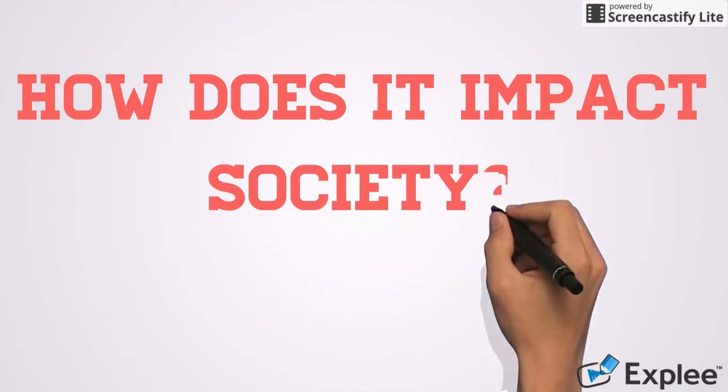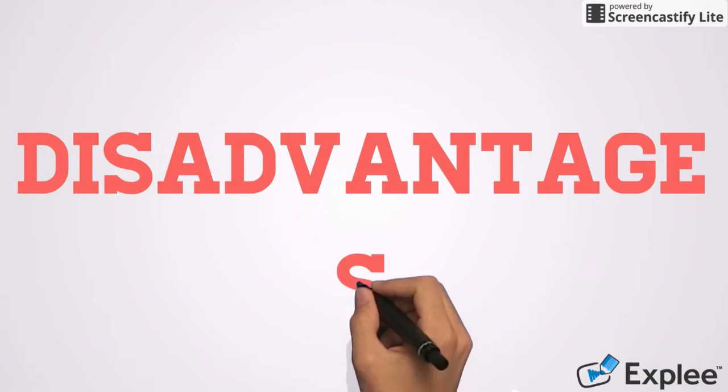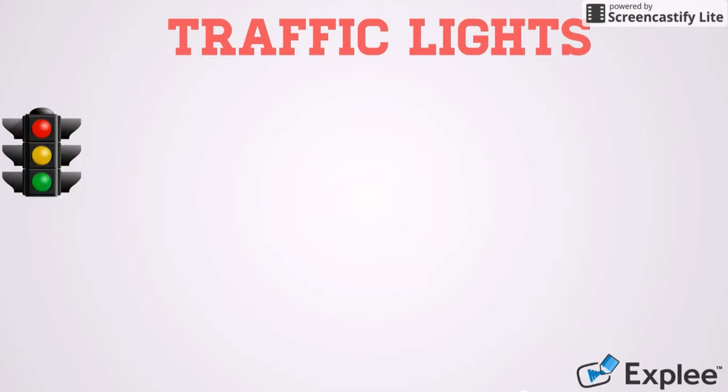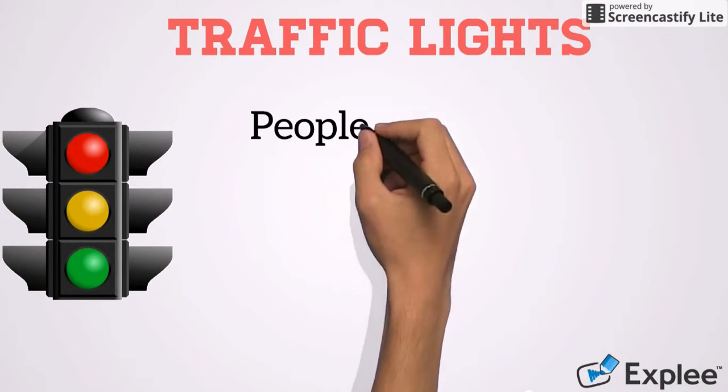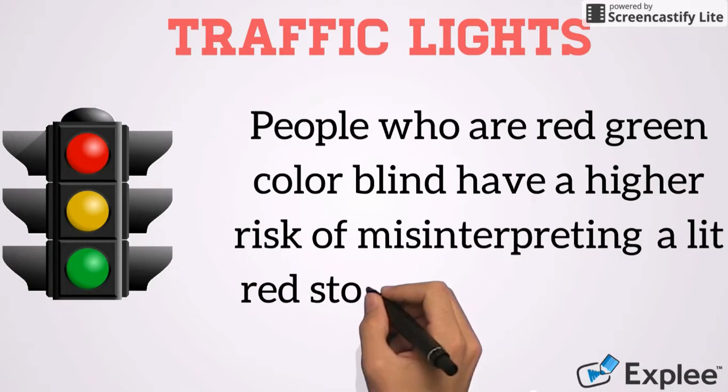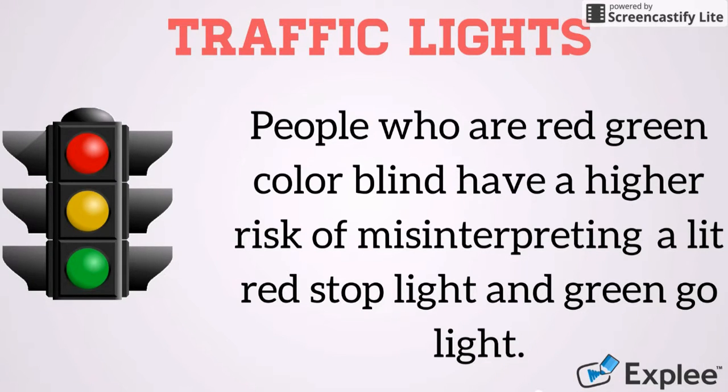So, how does this impact society? There are some disadvantages to being colorblind. For example, traffic lights can be a problem for people who are red-green colorblind. They have a higher risk of misinterpreting a lit red stoplight and a green go light. In some countries, people with colorblindness aren't allowed to get a driver's license.